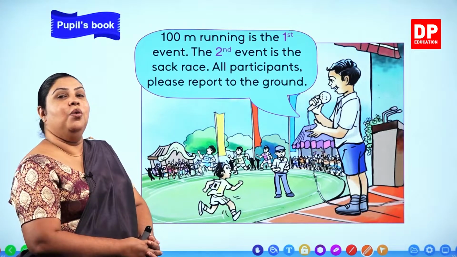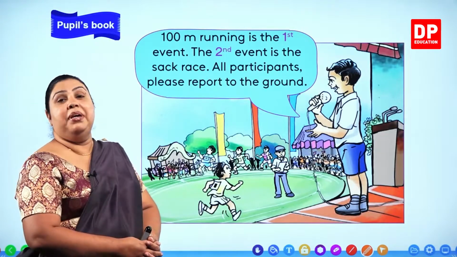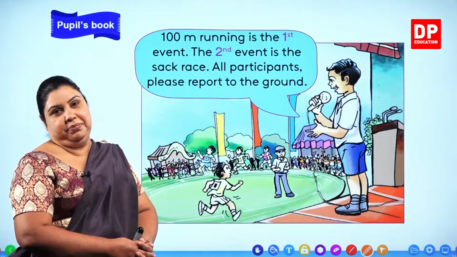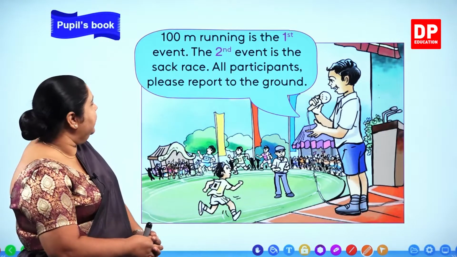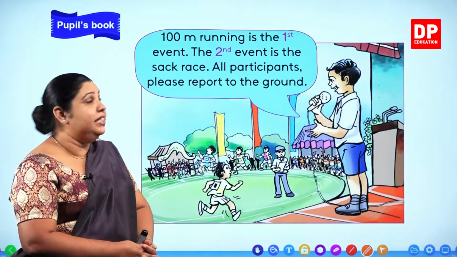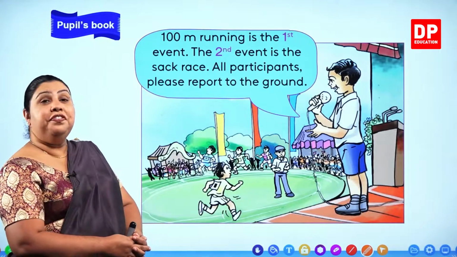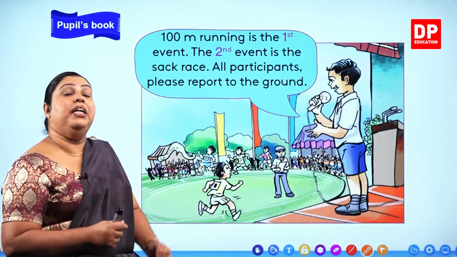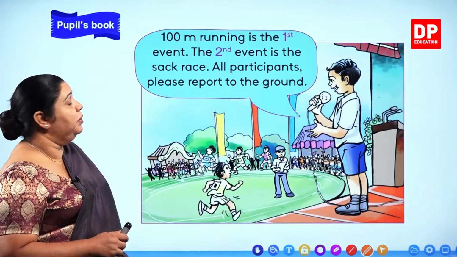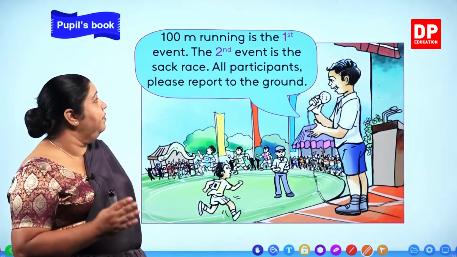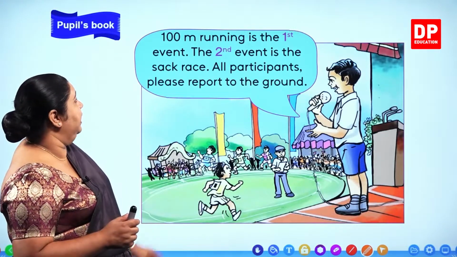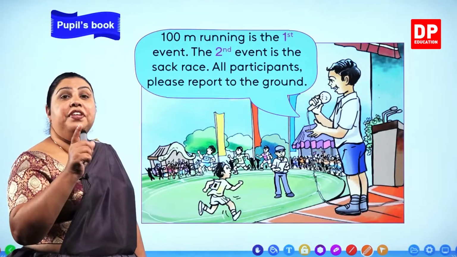Now this is how an announcement is made during a sports meet. It says 100 meters running is the first event. 100 meters running is the first event.